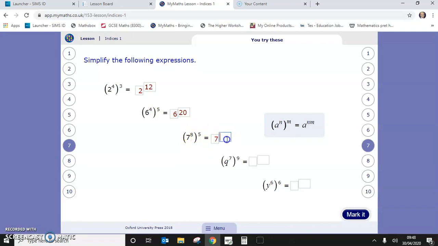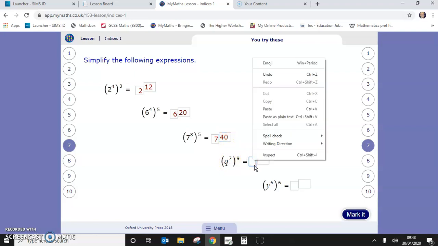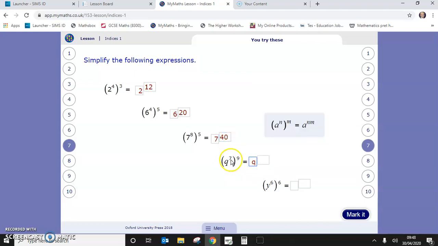8 times 5 gives me 40. Base letter is Q. And 7 times 9 gives me 63. Base letter is Y. 6 times 6 gives me 36. But like I say, if you wanted to expand it out in long form first, that's absolutely fine.